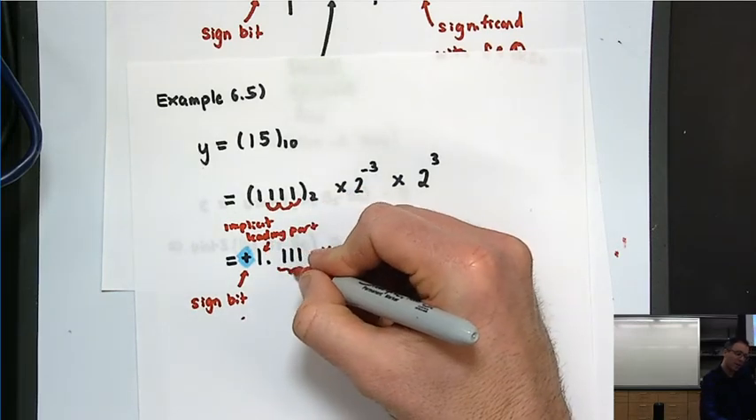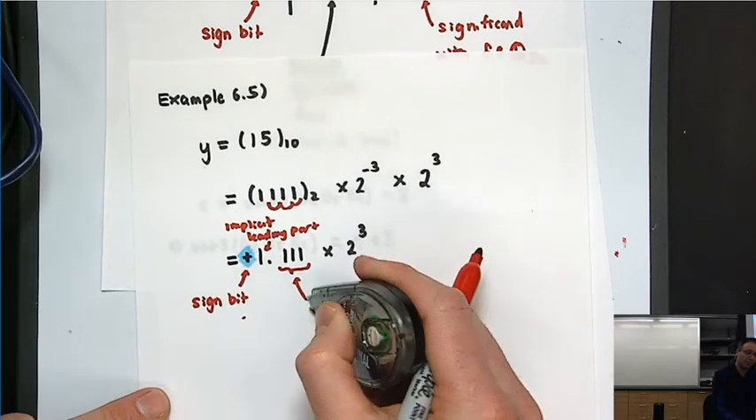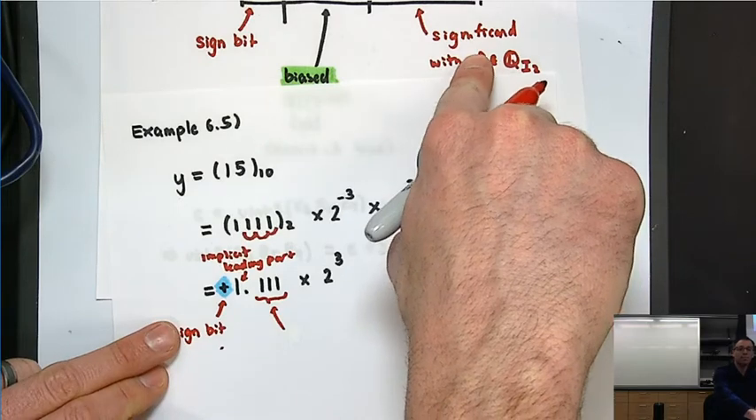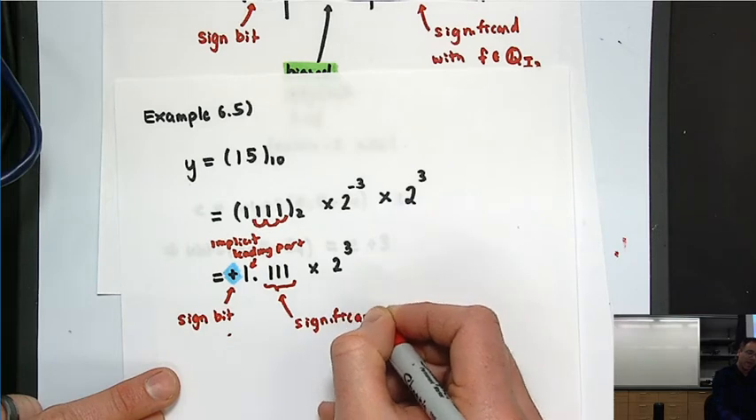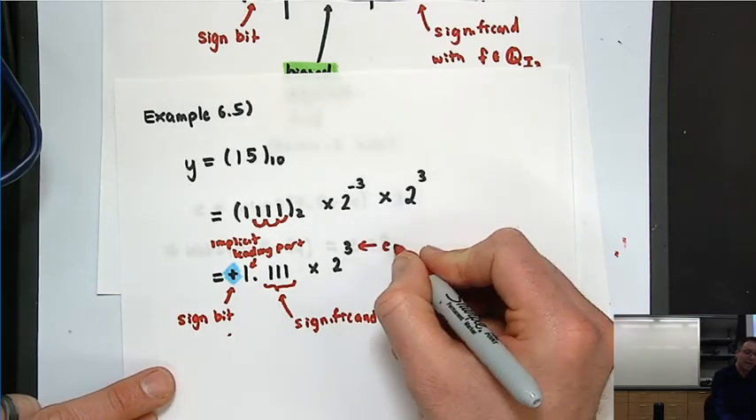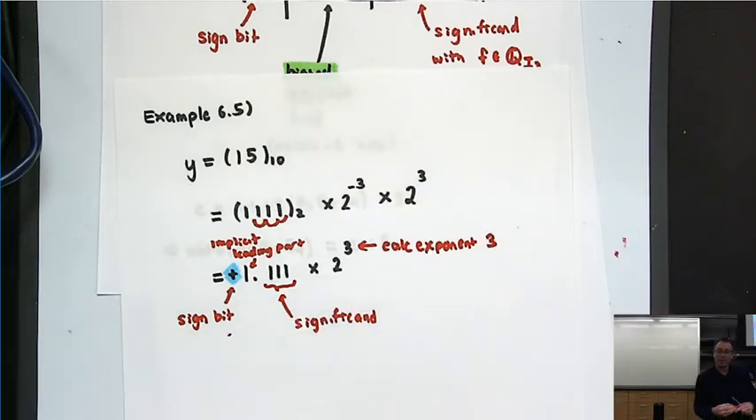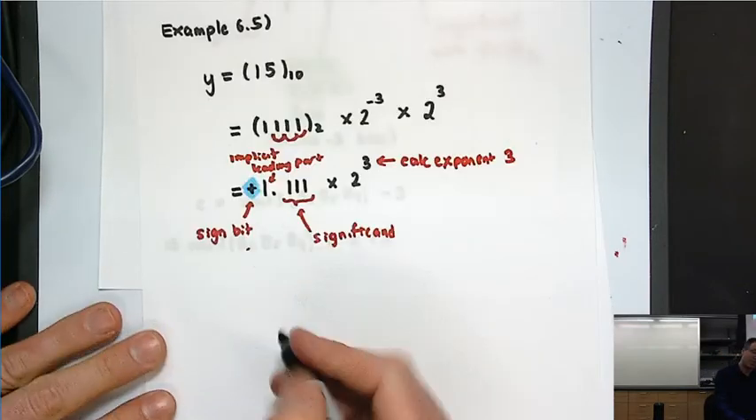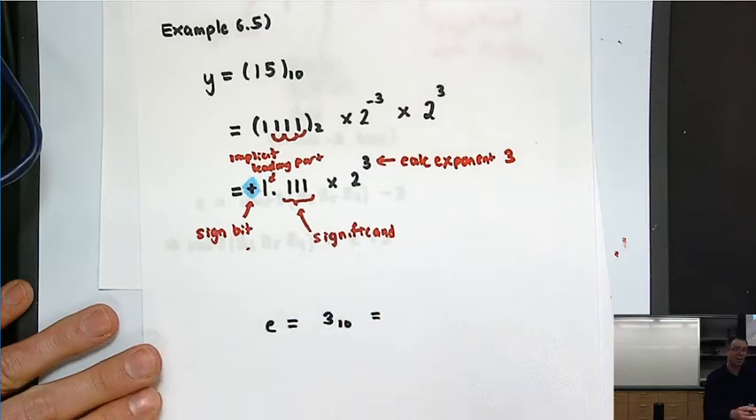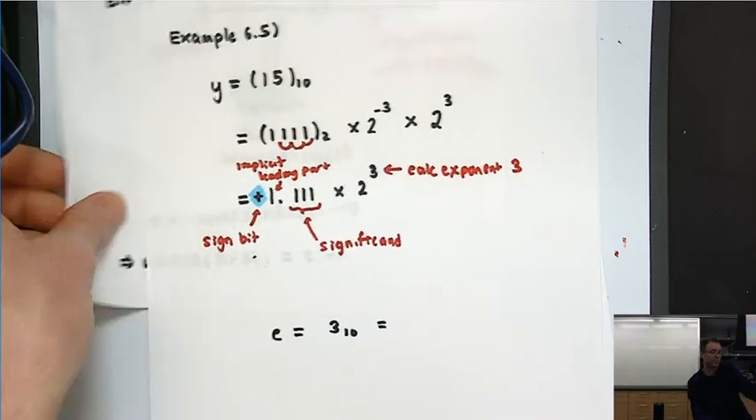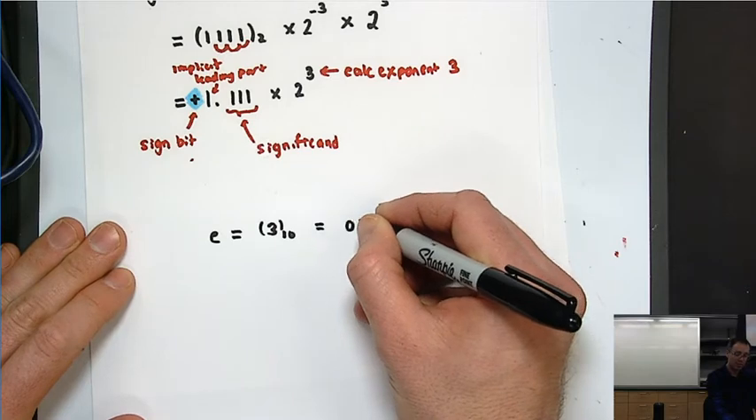This thing right here, what do we call it? Yep, this is the significand. And then this thing right here is going to be the calculated exponent, 3. So let's go ahead and write that out. In this case, we have that the exponent value is 3 base 10. How would you write 3 base 2? Yeah, so this would be 0, 1, 1.